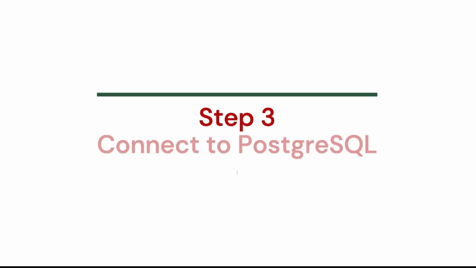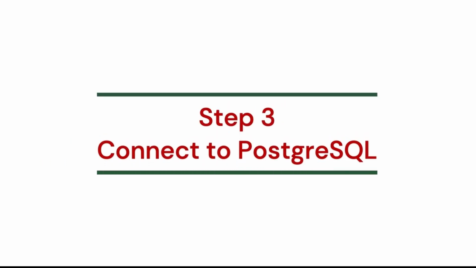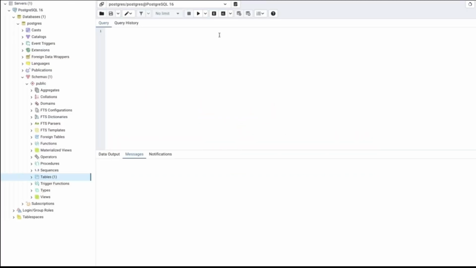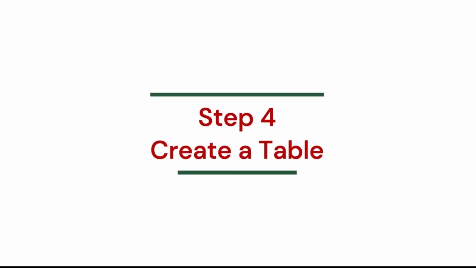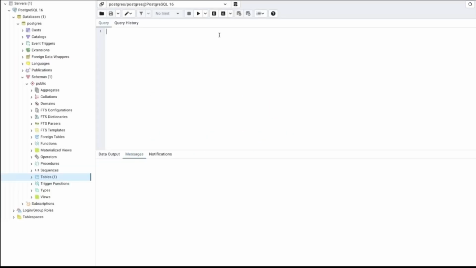Your step 3 is connect to PostgreSQL. Once connected, click on this query tool if it is not opened already, and then create a table. Step 4, create a table. Remember the create table syntax which you learned from DDL commands? Let's create the table name as Walmart sales and the column names with the same dataset columns. You can give any column names for that matter. We are just using these for easier replication. Here is the syntax.